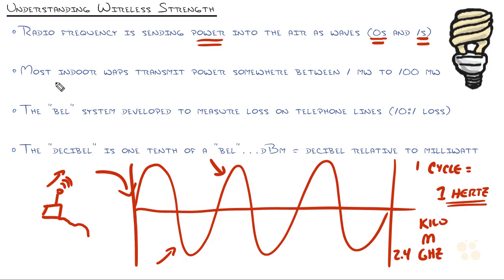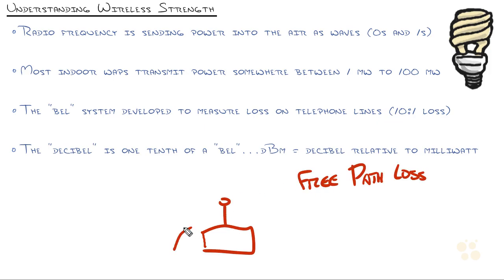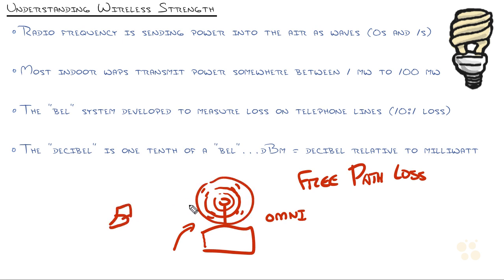As a matter of fact, most indoor WAPs transmit power somewhere between 1 and 100 milliwatts. And most of that power will be completely lost through something called free path loss. Think about it this way. Just about every indoor wireless access point has an omnidirectional antenna. That means it broadcasts the signal equally in a sphere around that wireless access point. So if you imagine your laptop sitting 100 feet away from that access point, how much of a percentage of that power do you think you're actually receiving there? Just a really small fraction, right?